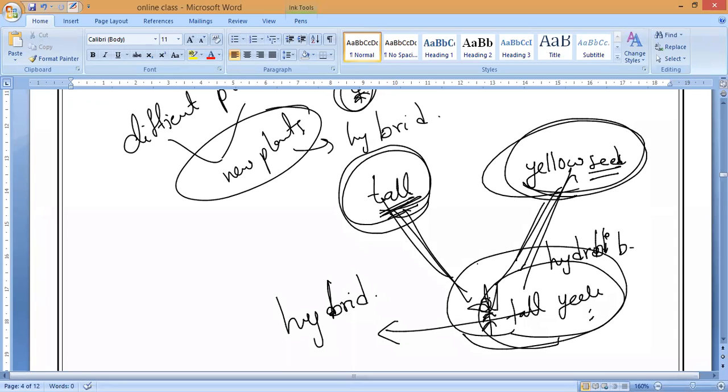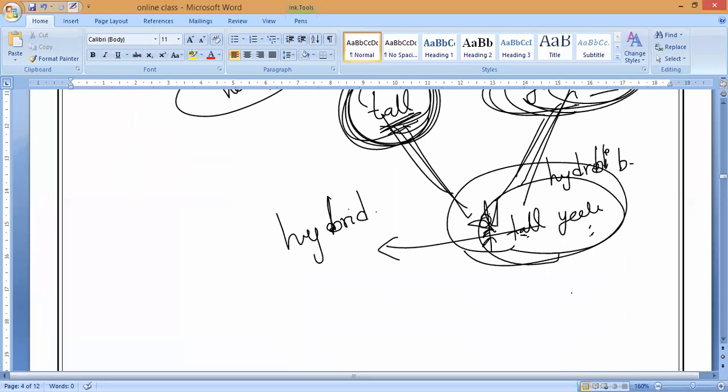Understand? Now with a single contrasting character each, if they cross and produce the new generation, then we call it a monohybrid cross. What do we call it? Monohybrid cross. Another cross will also come, that is what I am telling you. So first, this is what we call a monohybrid cross.